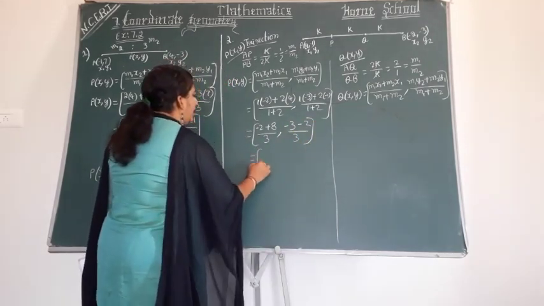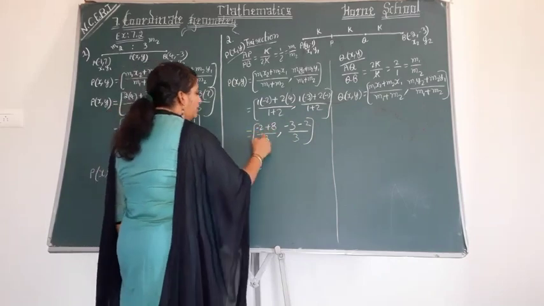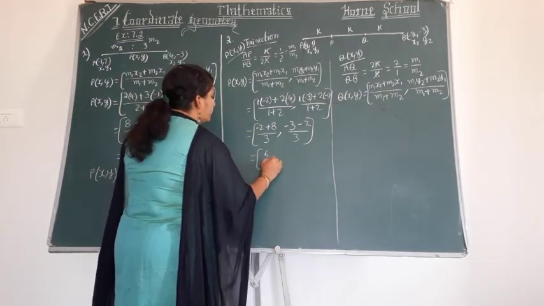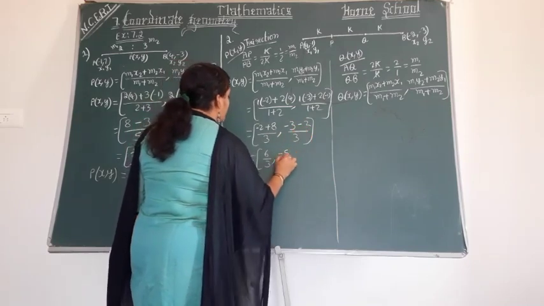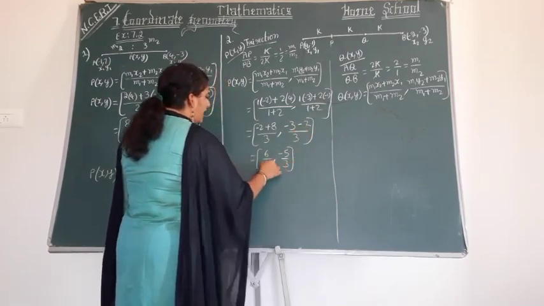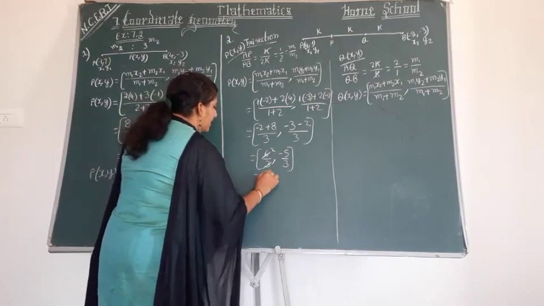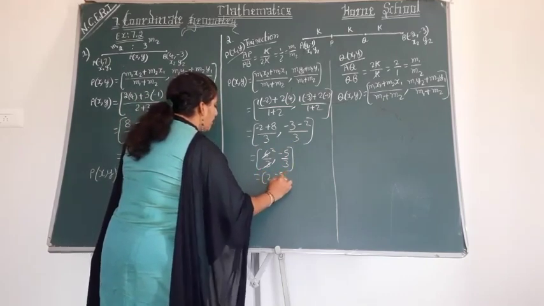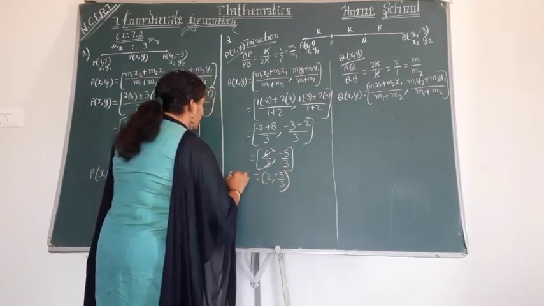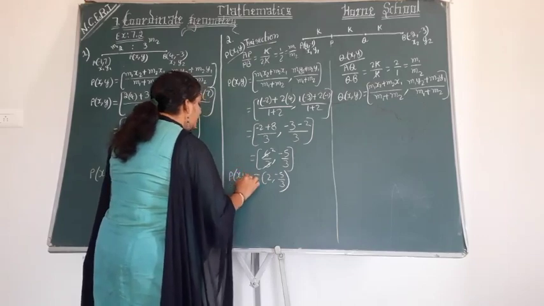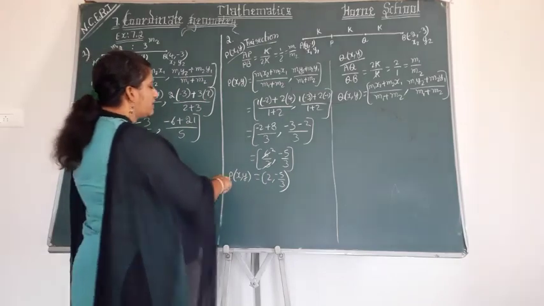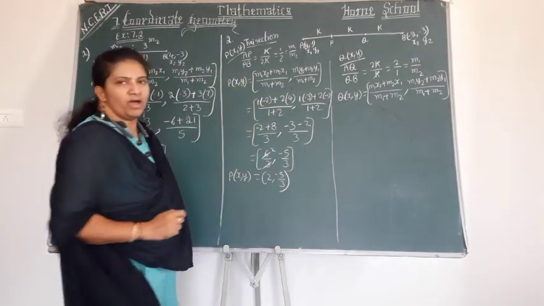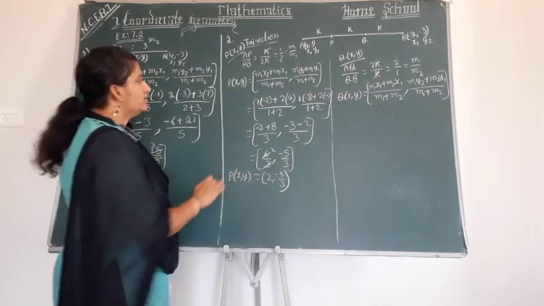Look here, 8 minus 2 will be how much? It will be 6 by 3, comma minus 3 minus 2, how much? Minus 5 by 3. Can you cancel here? Yes. That will be 2 comma minus 5 by 3, the coordinate of the point P on the line segment AB. So what is the P coordinate there? 2 comma minus 5 by 3.